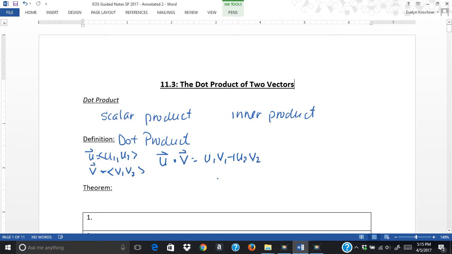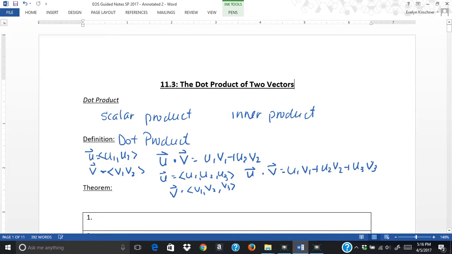And if I'm in 3D space, then all I do is use all three components. So if I had u as u1, u2, u3, and v as v1, v2, and v3, then u dot v would just be u1 v1 plus u2 v2 plus u3 v3.